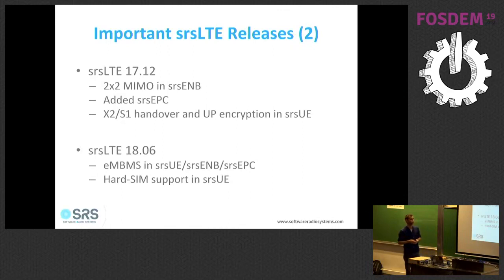And then in 18.06, if you remember, after adding eMBMS in the PHY and the UE, we extended it to the eNodeB and also the EPC. So all those changes, like eMBMS for instance, require quite an amount of work in the core network, not only the radio access network. And those features generally go to the PHY first, then the UE, and then the core network as well.